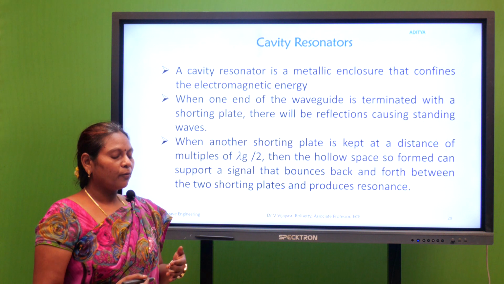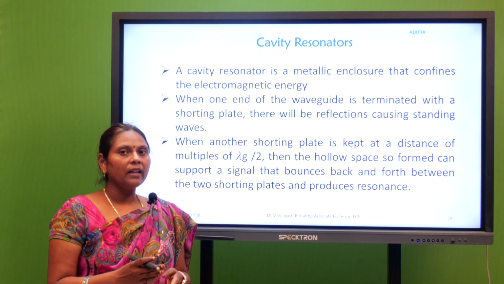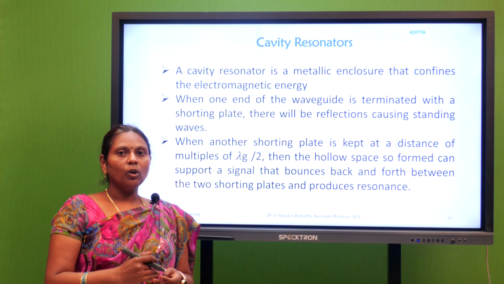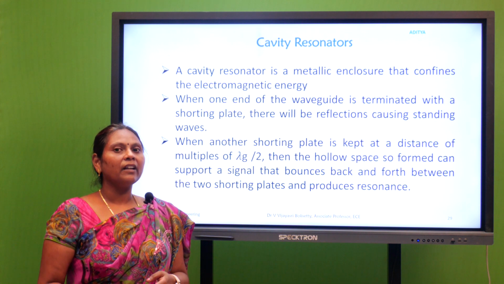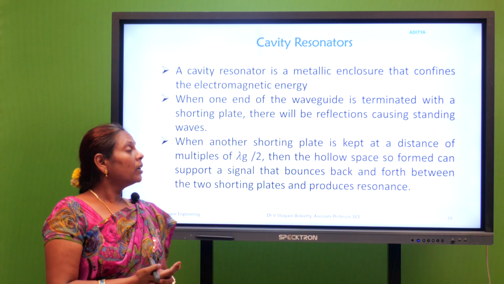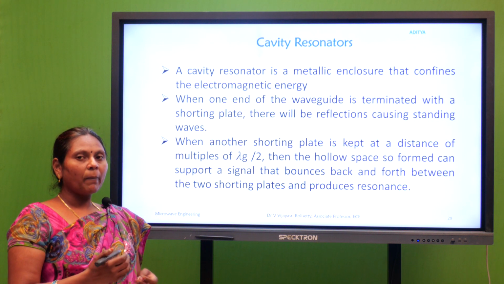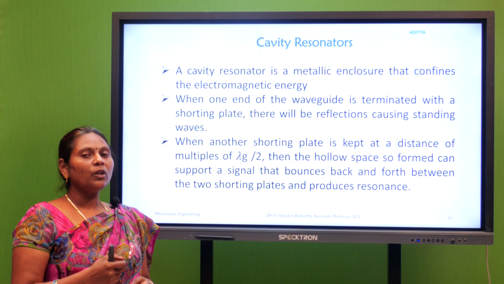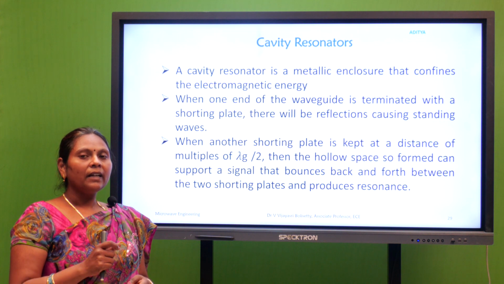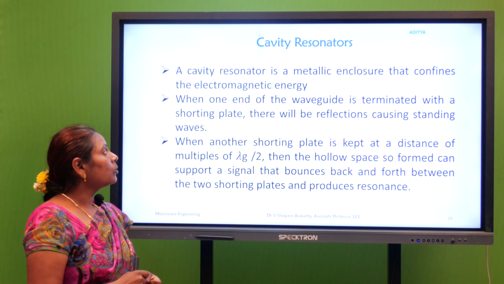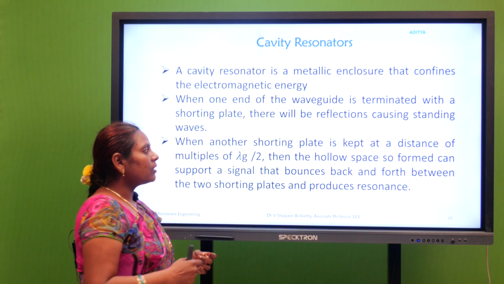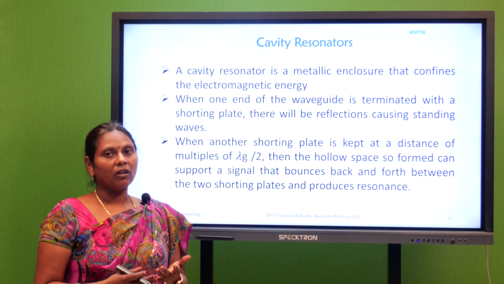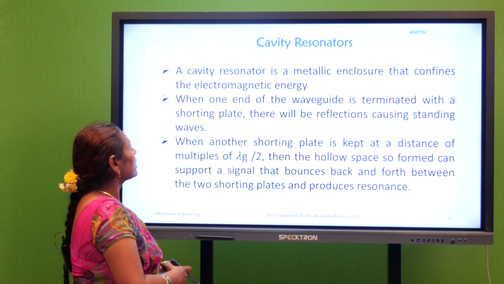If we place a shorting plate at the other end of this waveguide, the wave hits this plate and reflects back, moving back and forth. Hence there is a chance of producing standing waves if we place the shorting plate at a particular distance in the waveguide. That decides whether the waveguide can act as a cavity resonator, whether it can produce resonance or not. Anyhow, let us first see what a cavity resonator is.